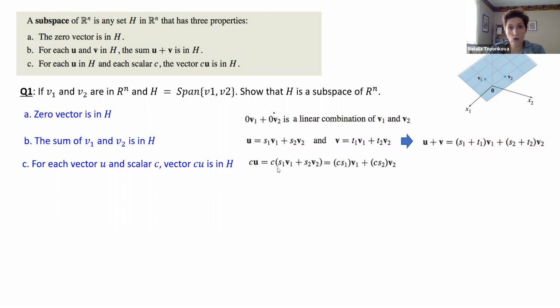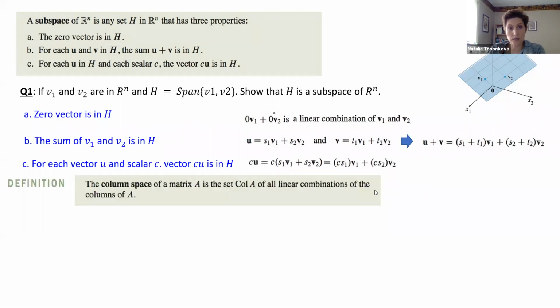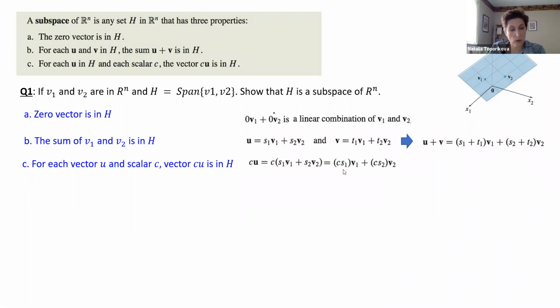So, okay, all three properties seem to be true. So we can conclude that the span of two vectors is a subspace. And by the way, we can repeat this definition for as many vectors as we want. So the span of any number of vectors will form a subspace.